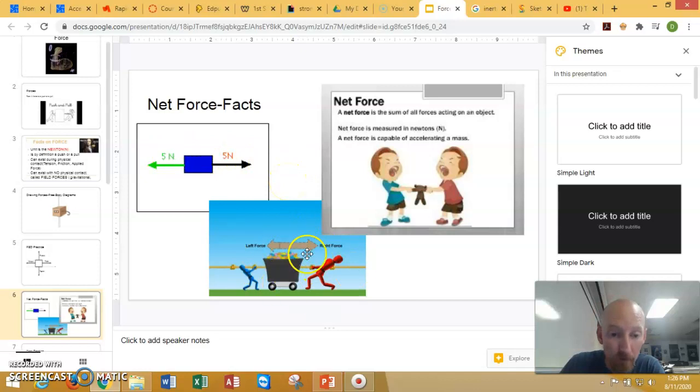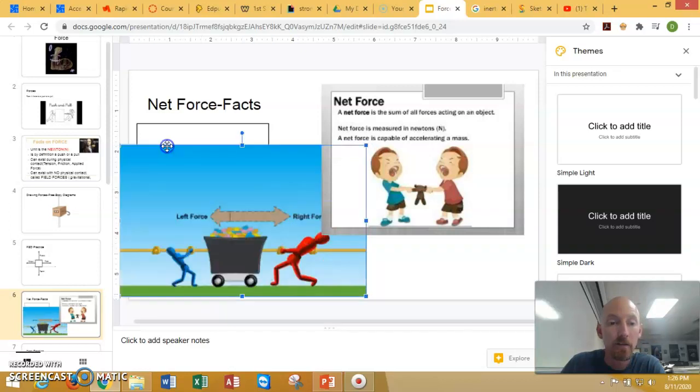Now sometimes, just like in this picture here, the two forces are not the same size. If your two forces are not the same size, then you're going to have some acceleration. You're going to have something move, and it's going to move to the right.